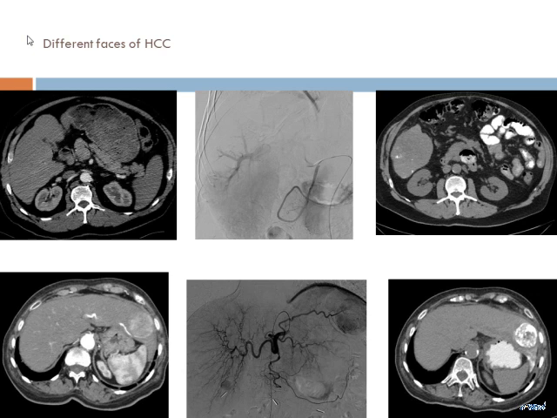This is the follow-up CT. You can see, compared to the image on the top, how dense the lipiodol is concentrated. It's a very good prognostic factor as well.